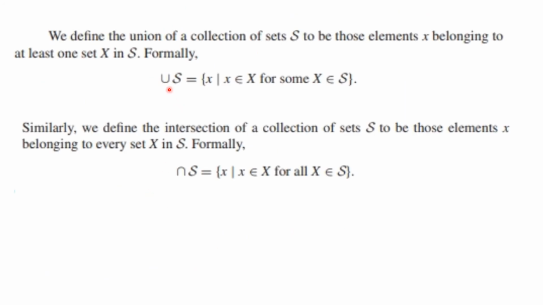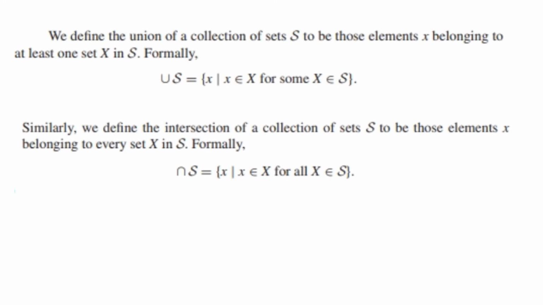And finally, we can find the union of a whole collection of sets. The union of a collection of sets is the set of x such that x is in some X where X is one of these collections. And similarly, the intersection is the set of x such that x is an element of X for all X in the collection of sets.